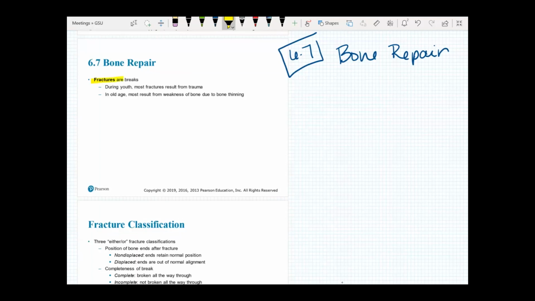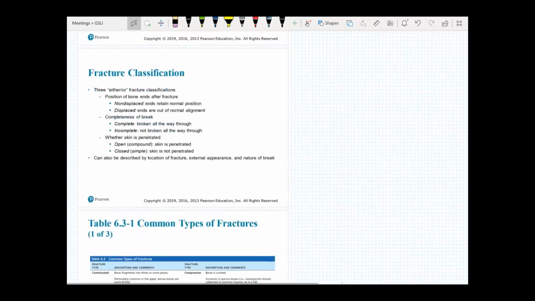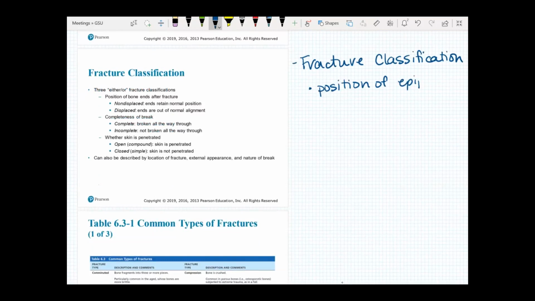Fractures are breaks. Whenever you hear the term fracture, it means the bone has broken. We can classify fractures a couple of different ways. The first way we're going to classify them is based on the position of the bone ends, the position of the epiphyses. What we mean is, are they in their normal position or out of their normal position? So this is going to be non-displaced or displaced.